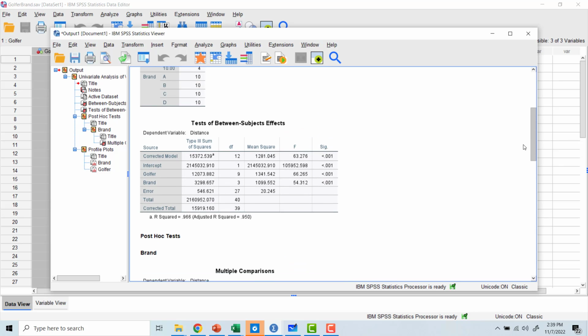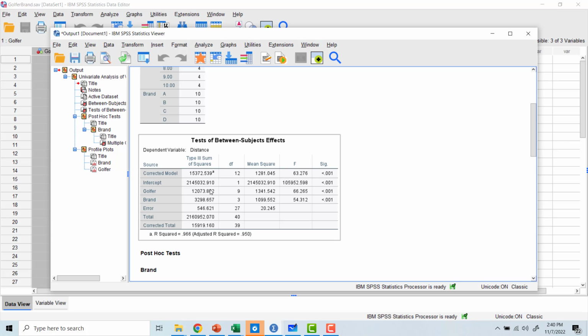And let's have a look at our overall ANOVA. You see that everything is significant in the overall ANOVA. The brand, which is our factor, has an F value of 54.31, significant. The golfer, which is the blocking factor, is also significant. And therefore, both of our tests are going to be significant.